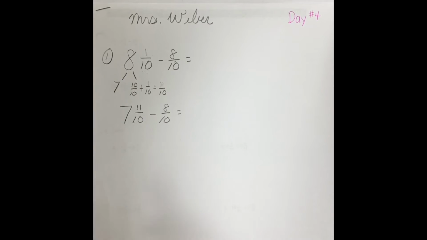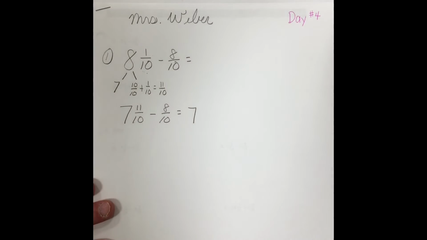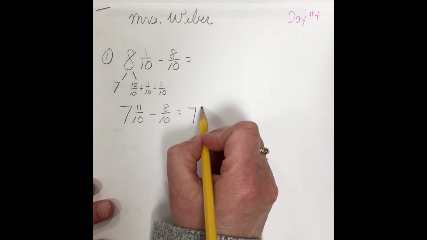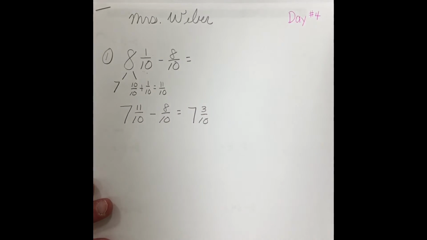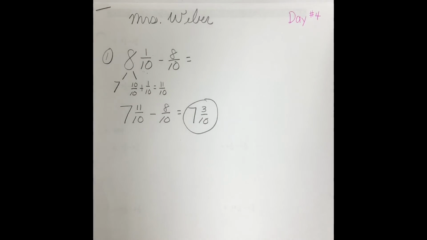So now I can say 7 minus nothing is 7. 11/10 minus 8/10 is 3/10. So the difference is 7 and 3/10.